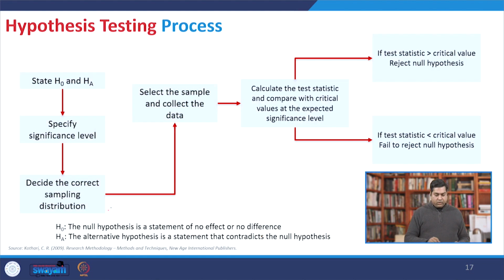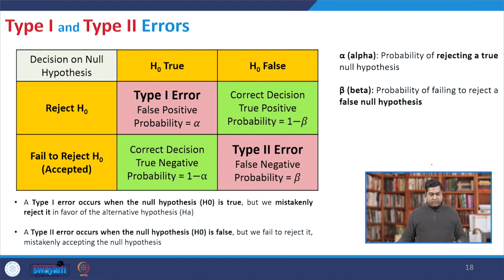Alternatively, when you go for testing with the test statistic, you need to understand that it is not like the previous one, where your calculated p-value should be less than the critical value or significance level to reject the null hypothesis. Here, the test statistic should be greater than the critical value to reject the null hypothesis, and if it is less than the critical value, we will fail to reject the null hypothesis.